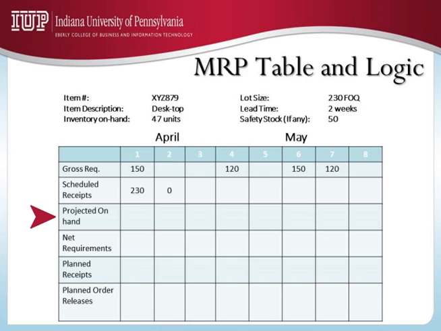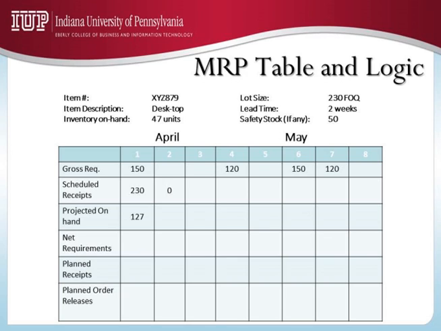This is basically my inventory. So when you come to week 1, you have 47 to start with. You're receiving 230. So together you have 230 plus 47, 277 units. But you have to use 150 of those. So if you do the math, 47 plus 230 minus 150, you will end up with 127 at the end of week 1.